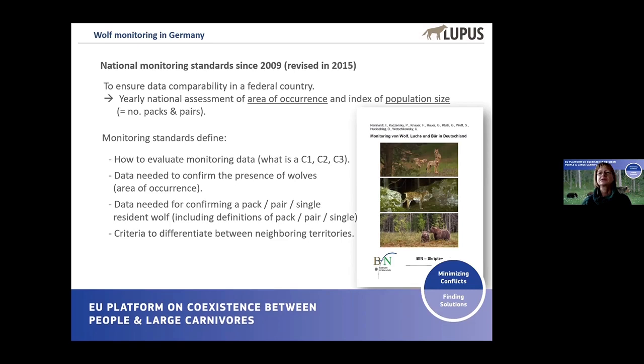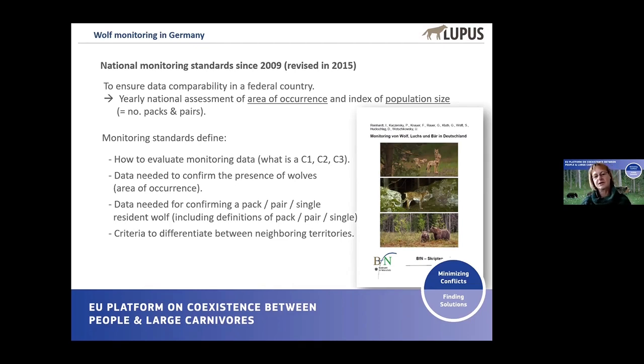So it explains what is a C1 and a C2, so a hard fact or a confirmed observation, which data we need to confirm the presence of wolves, and which data we need to confirm how many packs are there, and what is a pack, what is a pair. All these definitions are written in these monitoring standards.